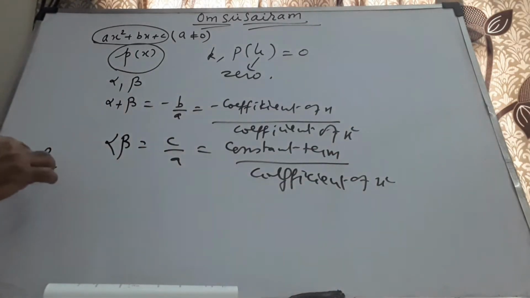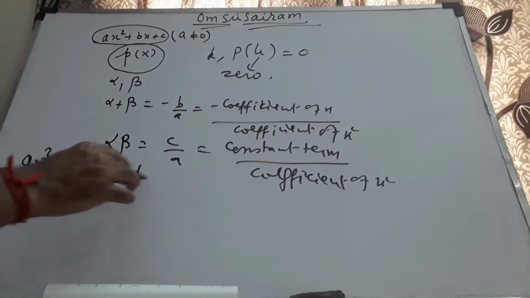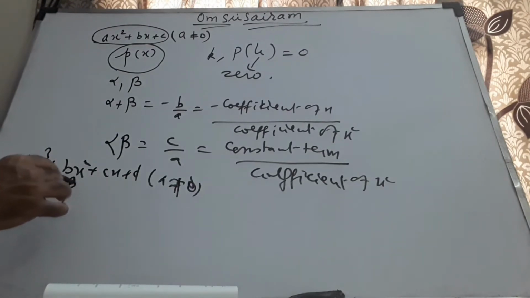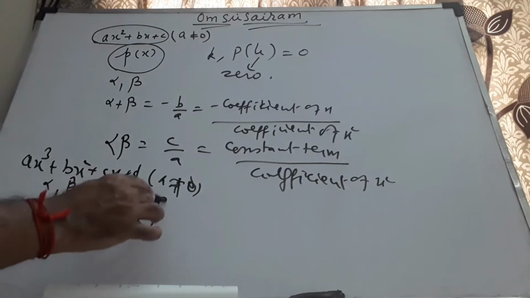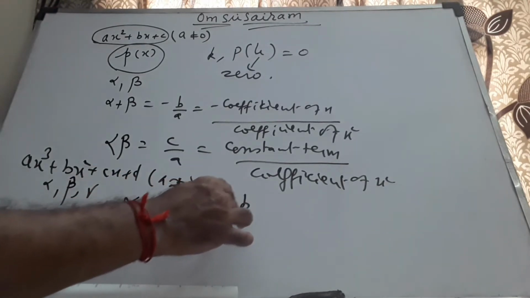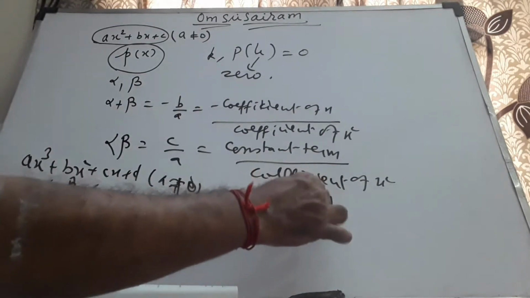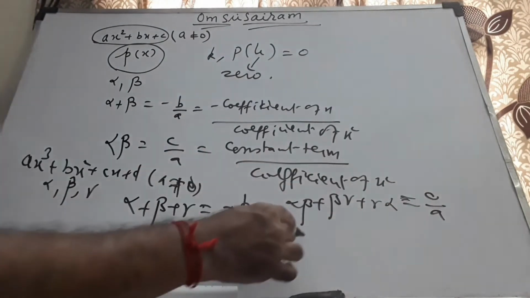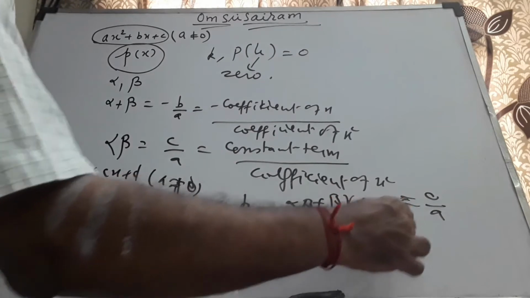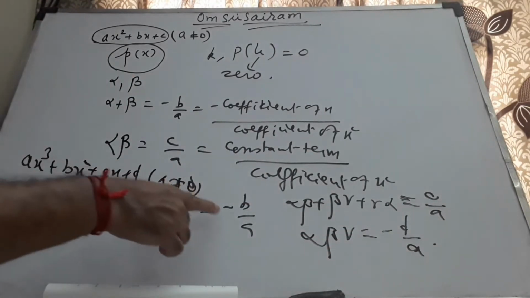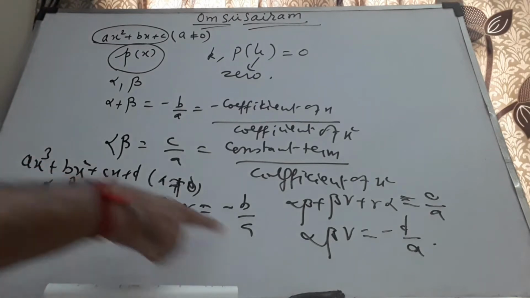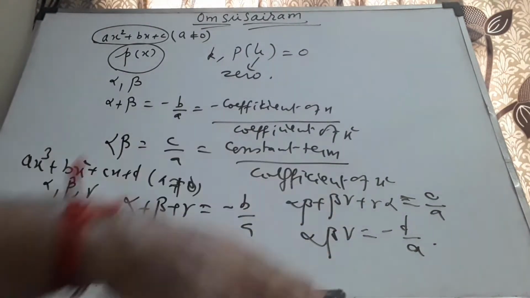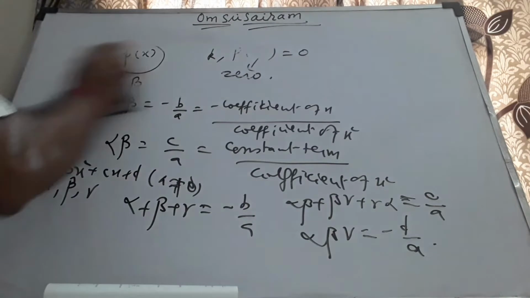If you are given ax cube plus bx square plus cx plus d, a not equal to 0, a cubic polynomial, and alpha, beta, gamma are the zeros, then alpha plus beta plus gamma is equal to minus b by a. Alpha beta plus beta gamma plus gamma alpha is equal to c by a, and alpha beta gamma is equal to minus d by a. Here you can say minus coefficient of x square by coefficient of x cube, coefficient of x by coefficient of x cube, and minus constant term by coefficient of x cube.